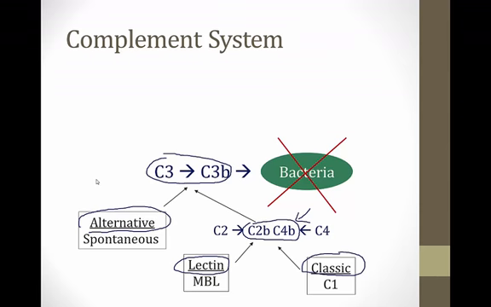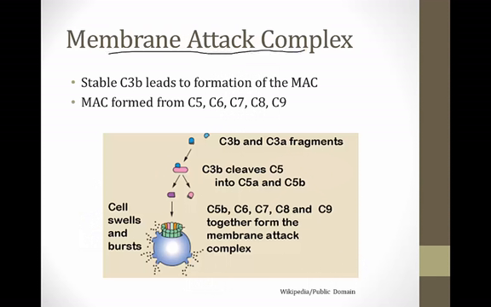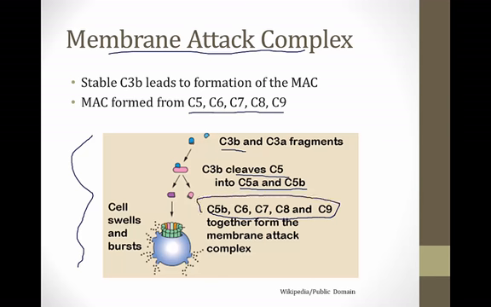Now let's talk about what happens once you have stable C3b created, and that involves formation of the membrane attack complex, which will kill bacteria. The membrane attack complex is formed by the complement proteins C5 through C9. These are sometimes called the late complement proteins or the terminal complement proteins because they come at the end of all the pathways. The way they form the MAC is drawn in this picture here. So C3b will cleave C5 into C5a and C5b, and then C5b will bind to C6, C7, C8, and C9, and together they will form the MAC. What the membrane attack complex does is it pokes holes in bacterial cell walls, and the bacteria will swell and burst, and that's how they die.